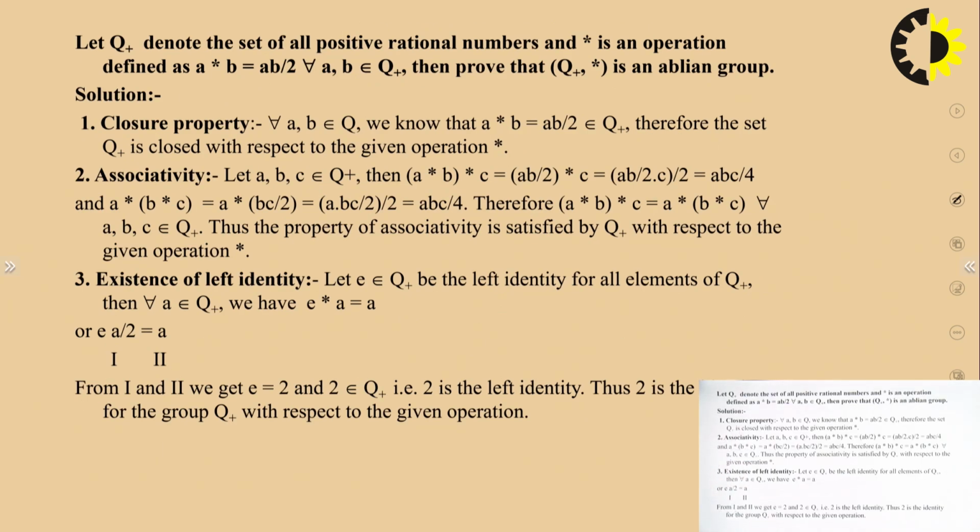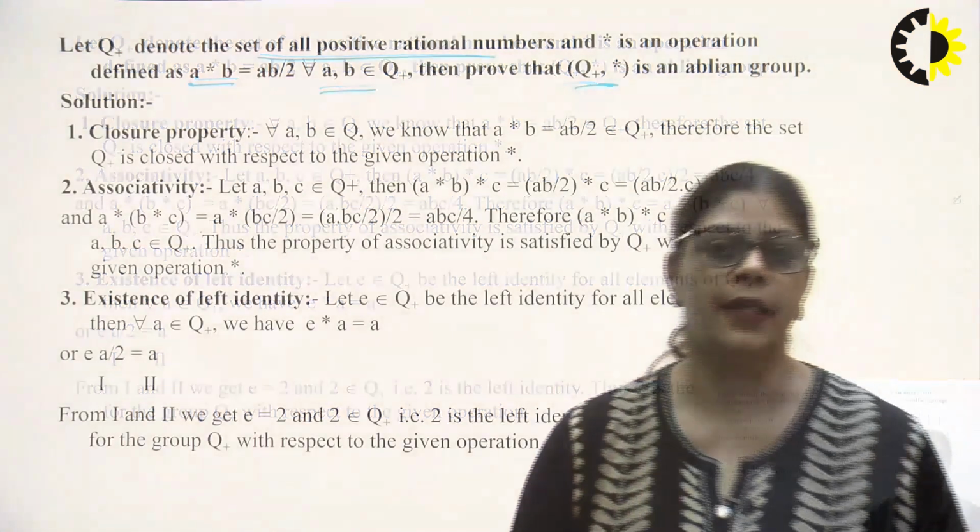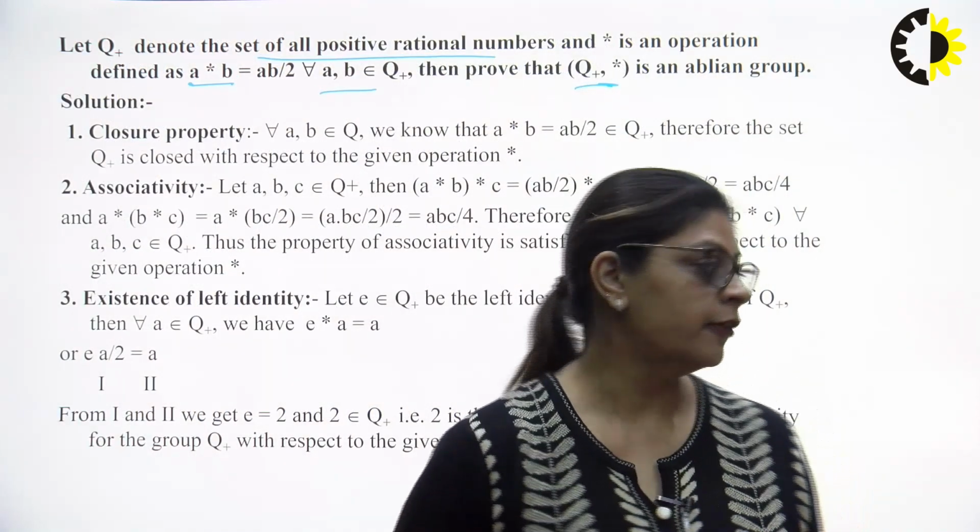Now let us take one example about the group. Let Q plus denote the set of all positive rational numbers, and star is an operation defined by A star B is equal to AB by 2, where A and B belong to the positive rational numbers. Then prove that the positive rational numbers with the operation star form an abelian group. Now for an abelian group we have to prove 5 properties: closure, associative, identity, inverse and commutative, right?